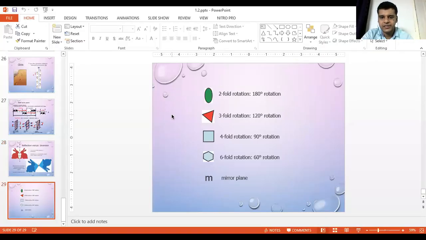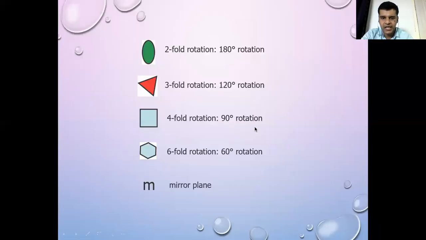So finally, this is two-fold rotation. As I explained, those are the n values: two-fold rotation is 180 degrees, three-fold 120, four-fold 90, and six-fold 60 degrees. There is one-fold for 360 degrees rotation. This is some mirror; m refers to mirror plane. In that way we can give the notation for symmetry elements for the different crystal structures. So this is today's class.